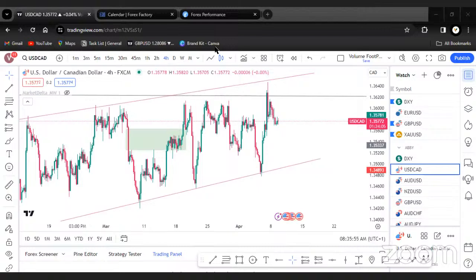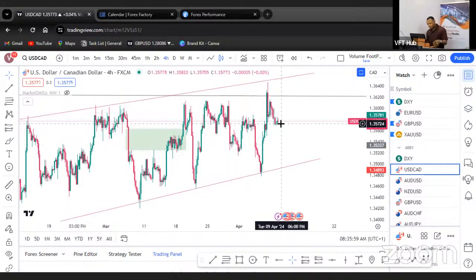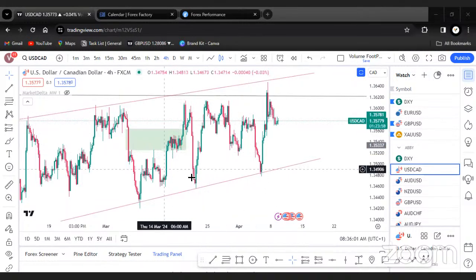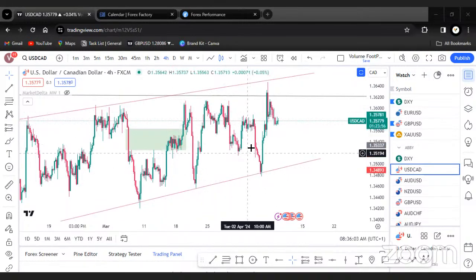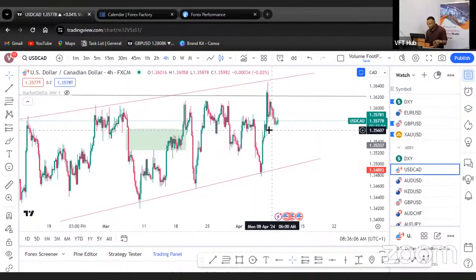Sorry, USD CAD. So on USD CAD, we've seen that price has been ranging, taking out highs and taking out lows. And then we're expecting that price may be able to bounce off from this order block, right? This order block right here. Price may be able to bounce off from it. If not this order block, then we'll be expecting price to retrace all the way downwards.